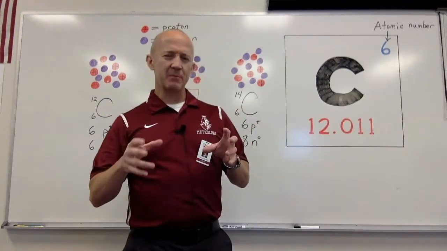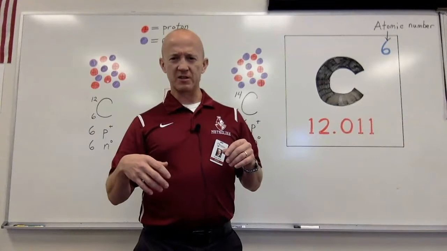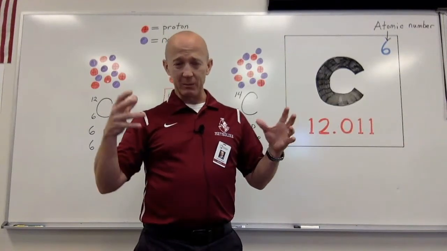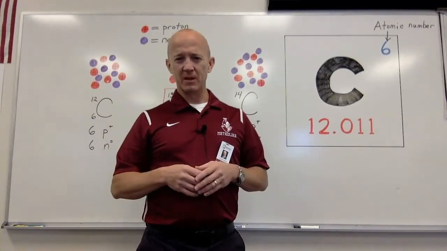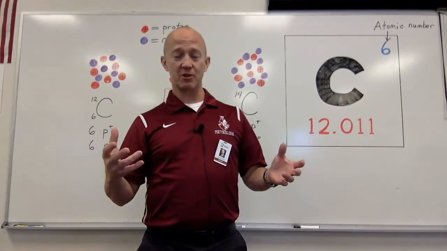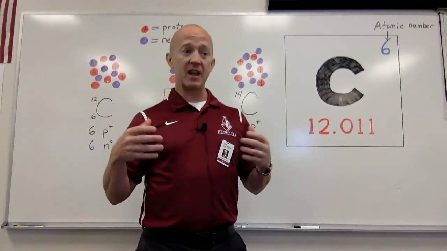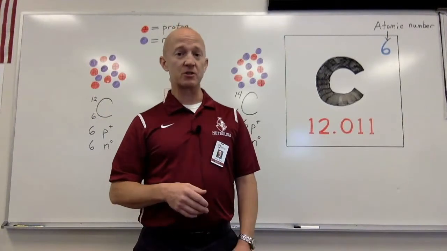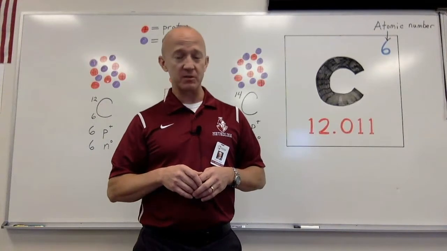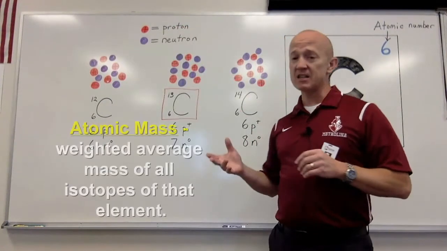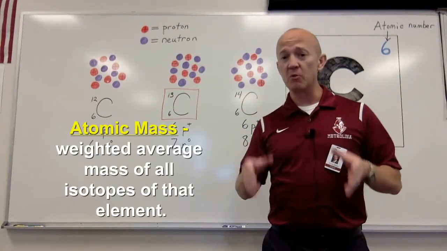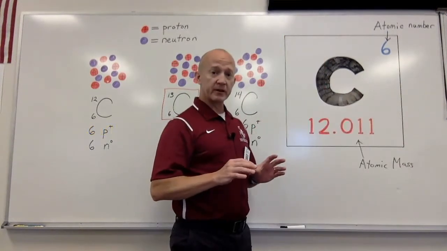Because the mass of an atom depends on protons and neutrons, and since both of those are around one atomic mass unit, you'd expect the atomic mass of the element to be around a whole number. But quite often it's not. And the reason is because you have isotopes. Since the isotopes have different masses and different levels of abundance in nature, the atomic mass is more along the lines of an average of all those put together. So we say that the atomic mass of an element is the weighted average mass of all the isotopes of that element.